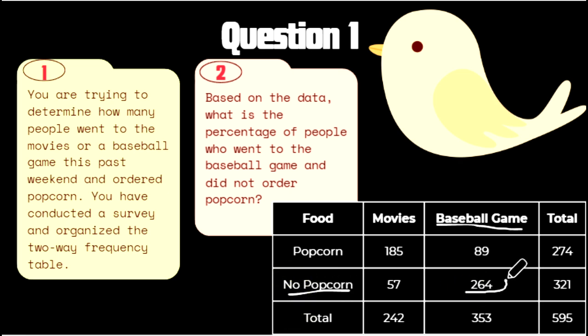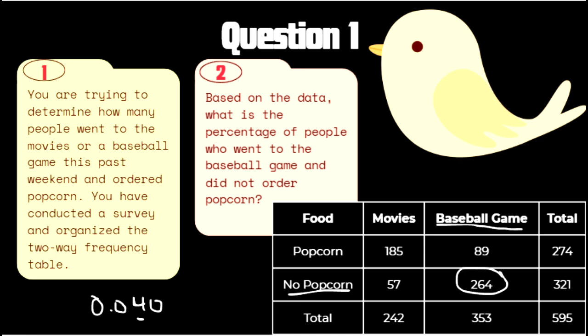So we're dealing with this cell. Guess what? I did it wrong already because I'm a genius. Okay, so we're looking right here. This is the cell we're looking at. We want to know, we're looking at just the people who went to baseball games and did not order popcorn. So we're going to take 264 and we're dividing it by 353 because we're looking at just the baseball game. Okay, so let me get my calculator.